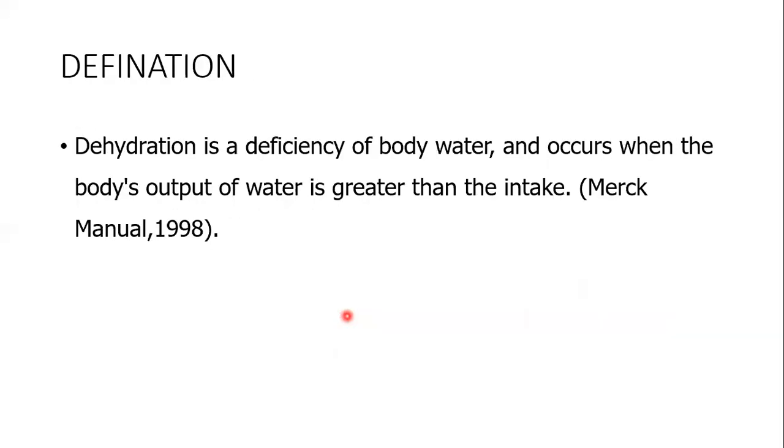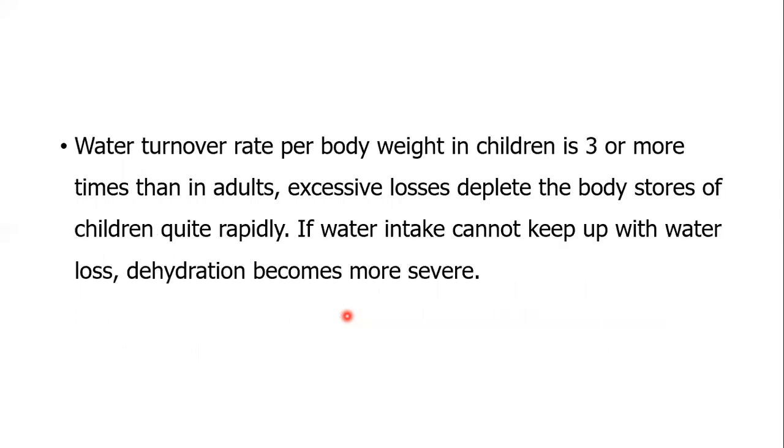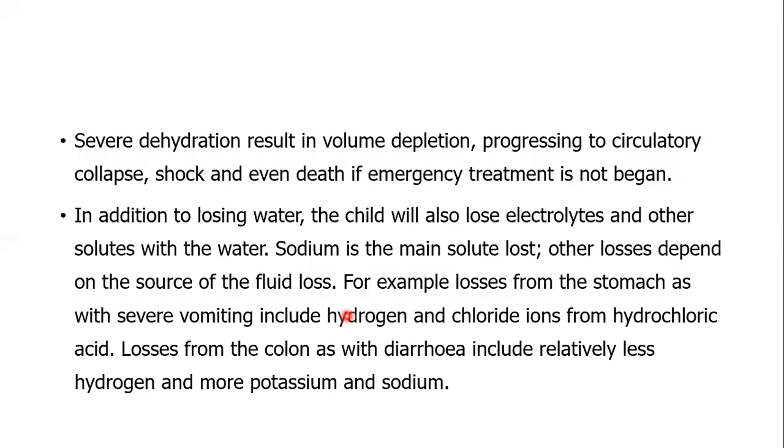So to define dehydration, it is a deficiency of body water and occurs when the body's output of water is greater than the intake. Water turnover rate, per body weight, in children is 3 or more times that in adults. Excessive losses deplete the body stores of children quite rapidly. If water intake cannot keep up with the water loss, dehydration becomes more severe. So severe dehydration results in volume depletion, progressing to circulatory collapse, shock, and even death if emergency treatment is not begun.